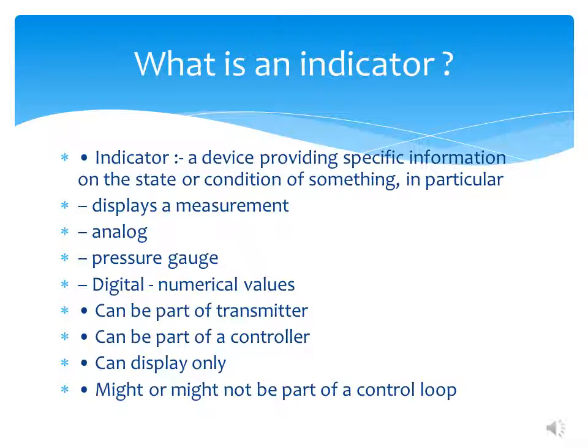What is an indicator? An indicator is a device providing specific information on the state or condition of something, in particular, it displays a measurement. Analog, like a pressure gauge. Digital, numerical values. It can be part of a transmitter. It can be part of a controller. It can display only. It might or might not be part of a control loop.